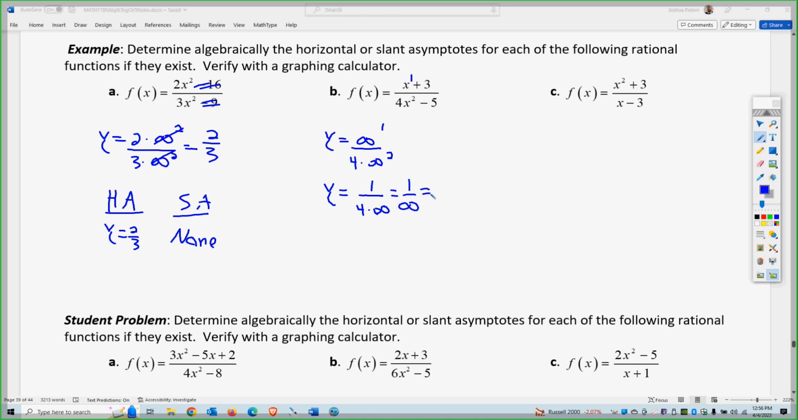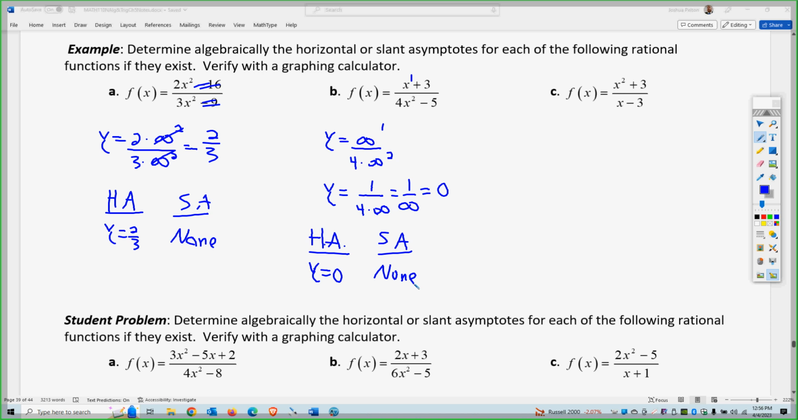But if I take any number and divide it up infinite times, I've basically blown it up. Take something and rip it apart into infinite pieces. You basically have nothing left as far as the size of the pieces go, right? So you essentially get 0. So the horizontal asymptote is y equals 0 graphically. And the slant asymptote, there isn't one, because you have one or the other.